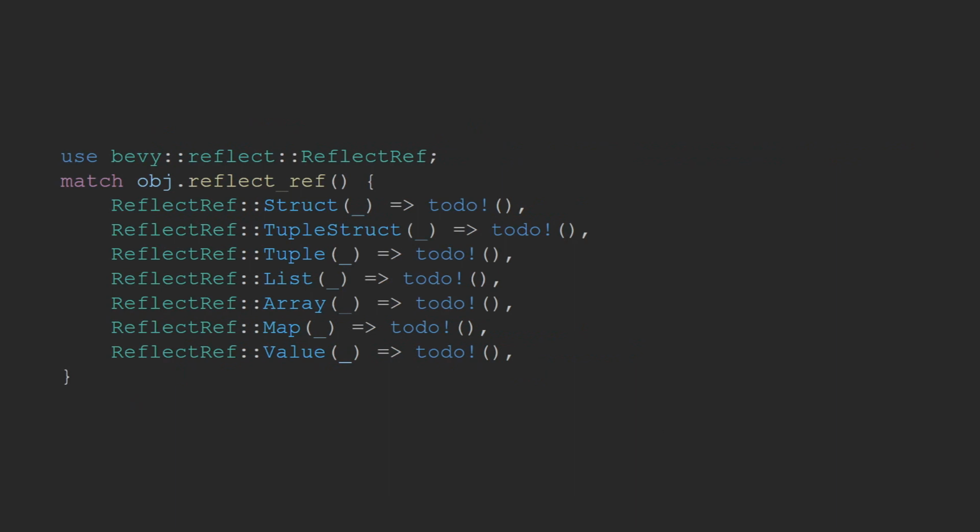All reflect objects implement debug that will print out the underlying data with no recursion. There is also a clone value that can be used to duplicate reflect objects. You can use the reflect ref or reflect mut method to access some of the underlying reflect information and methods that are distinct to the data structure, such as struct-specific methods or list-specific methods.